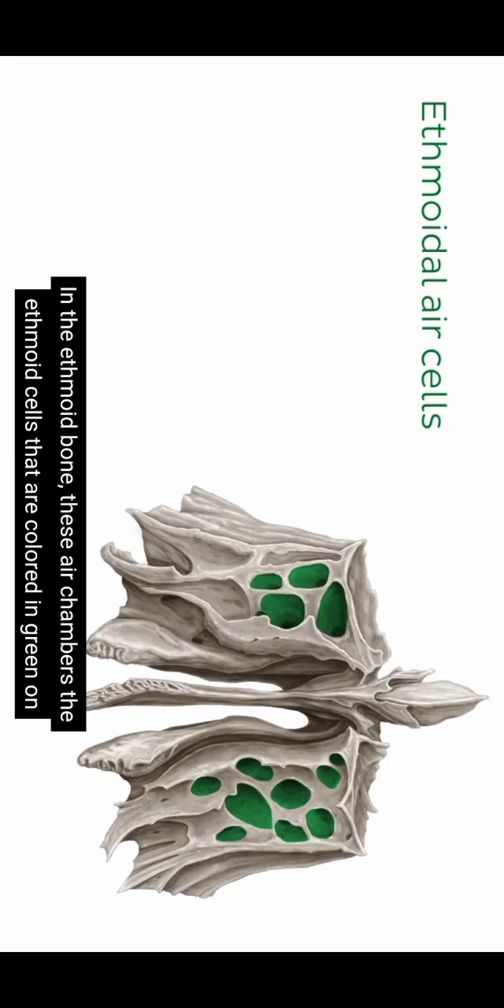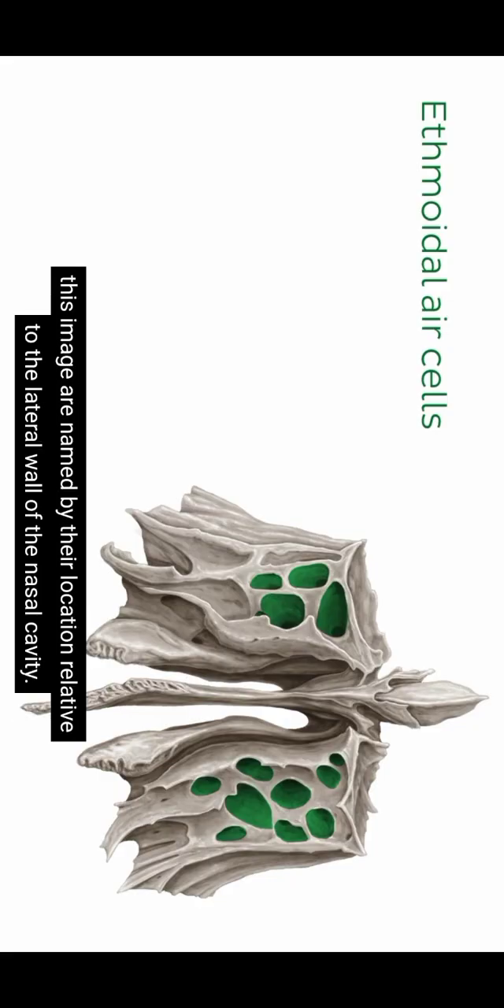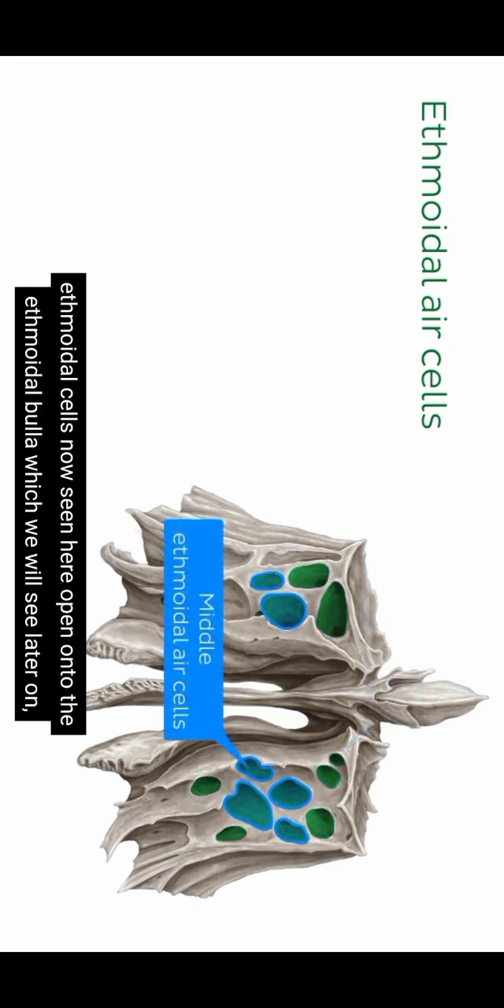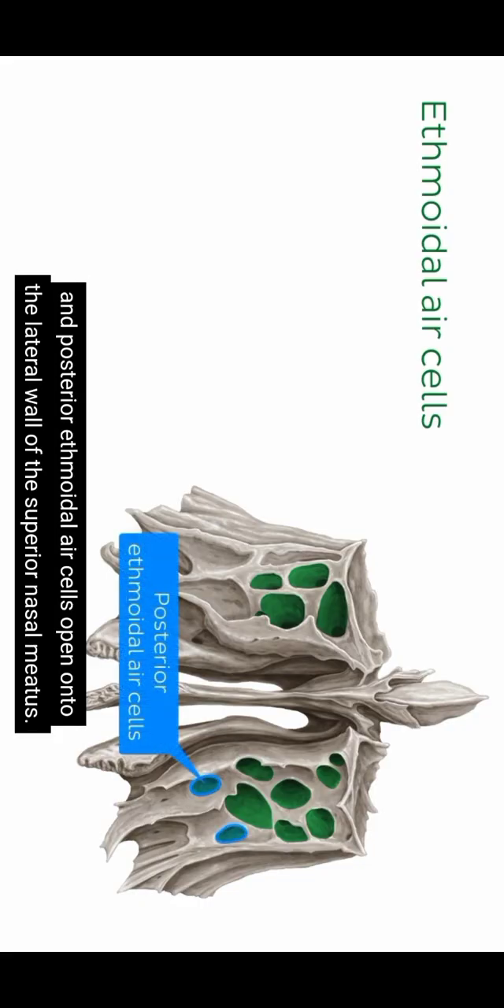In the ethmoid bone, these air chambers, the ethmoid cells that are colored in green in this image, are named by their location relative to the lateral wall of the nasal cavity. Anterior ethmoidal air cells, which you see here, open into the frontonasal duct. Middle ethmoidal cells, now seen here, open onto the ethmoidal bulla, which we will see later on, and posterior ethmoidal air cells open onto the lateral wall of the superior nasal meatus.